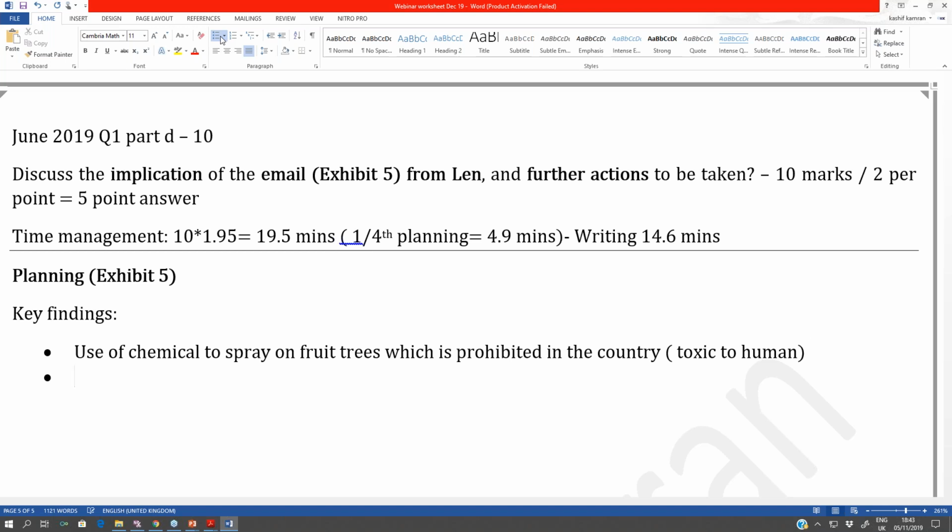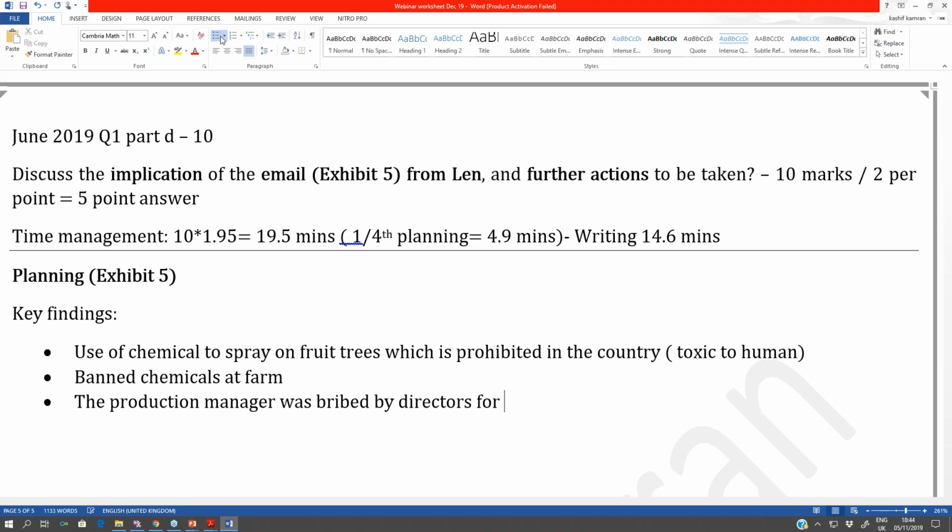The second, they're using some banned chemicals at farm. And thirdly, the production manager was bribed. The production manager was bribed by directors for $10,000 to keep quiet. So we have a 10 marks answer on hold.